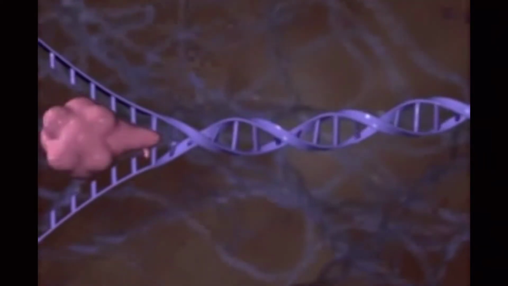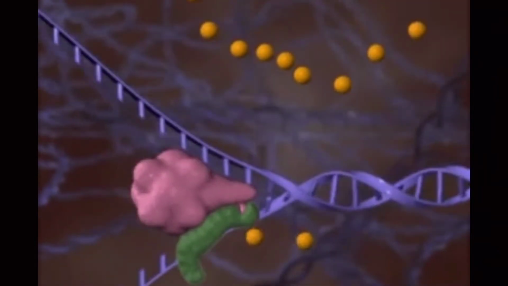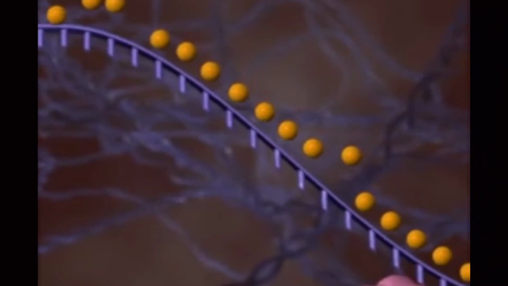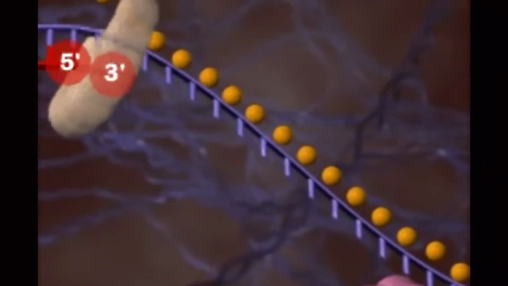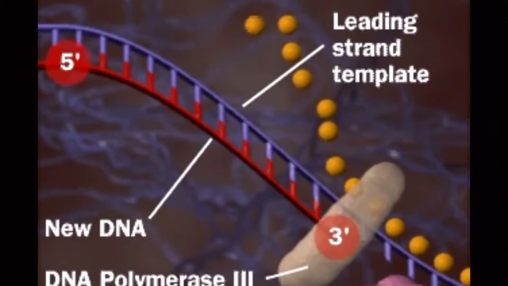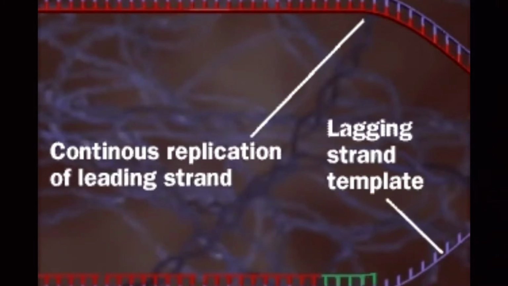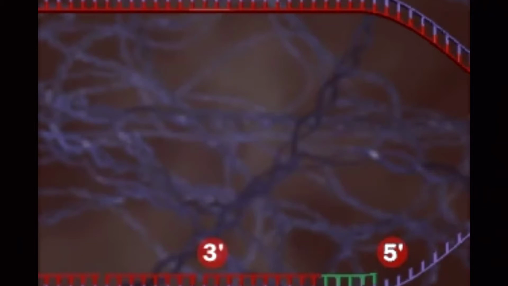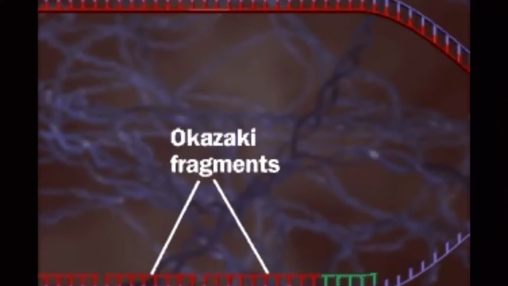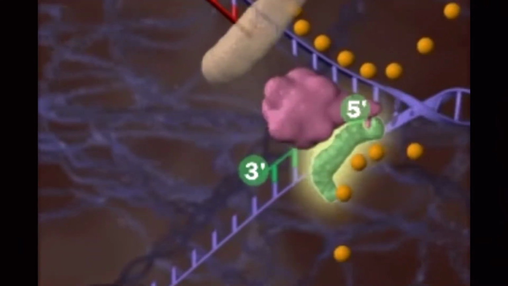Step 2: replication of one template strand in the 5' to 3' direction can proceed in a continuous fashion, starting by the addition of a short segment of small RNA at the starting point, called a primer. On this primer, the DNA polymerase enzyme starts to synthesize the new strand in a continuous manner from 5' to 3'. This is called the leading strand.